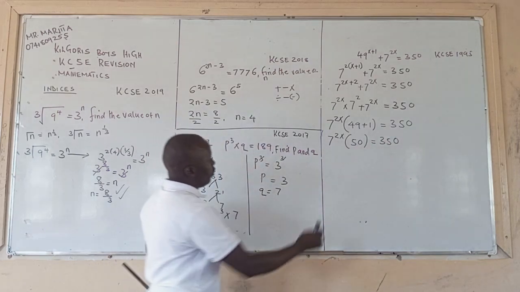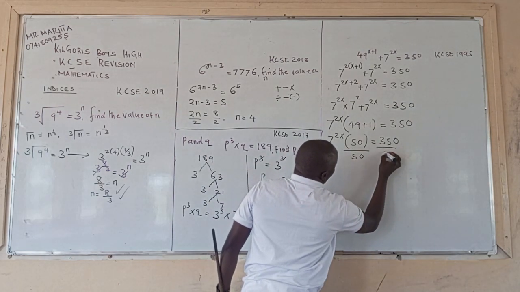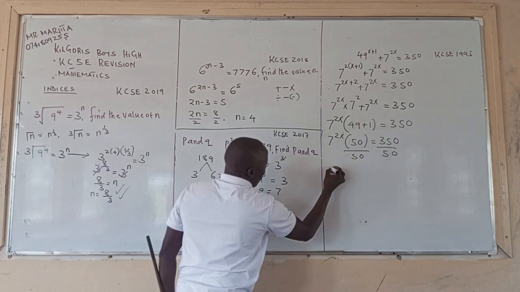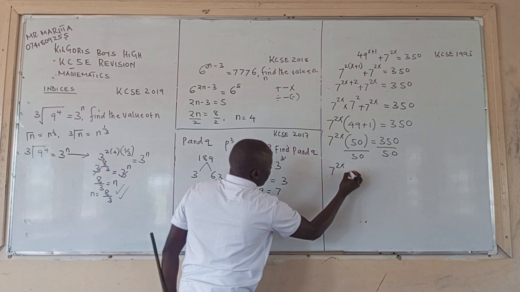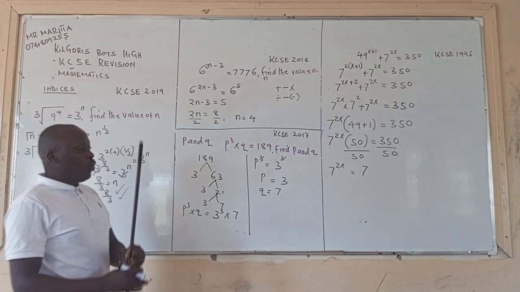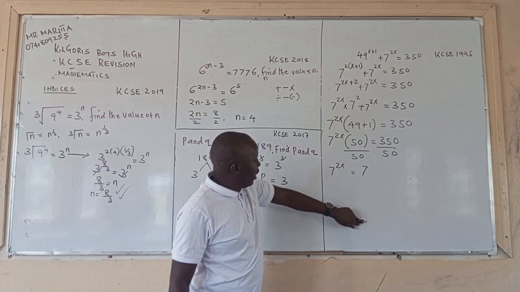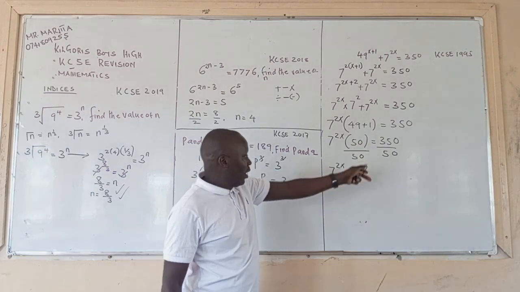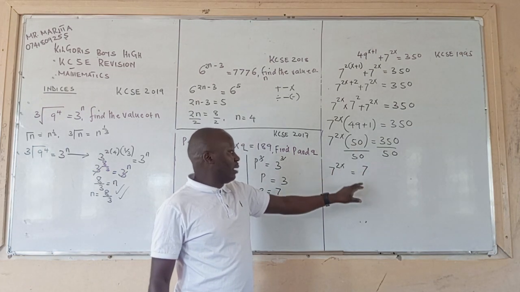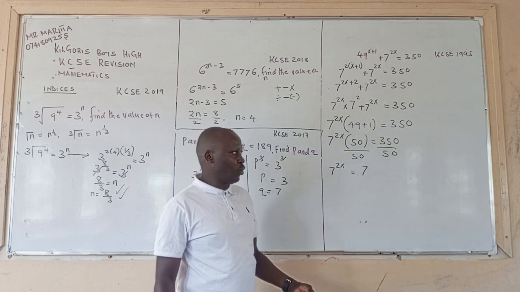What do we do next here? We divide both sides by 50, such that we have 7 raised to 2x equivalent to 7. So which number will you raise to a certain power to get 7 here? How many times could you raise this number 7 to get 7? So you can just say it is 7 raised to 1.